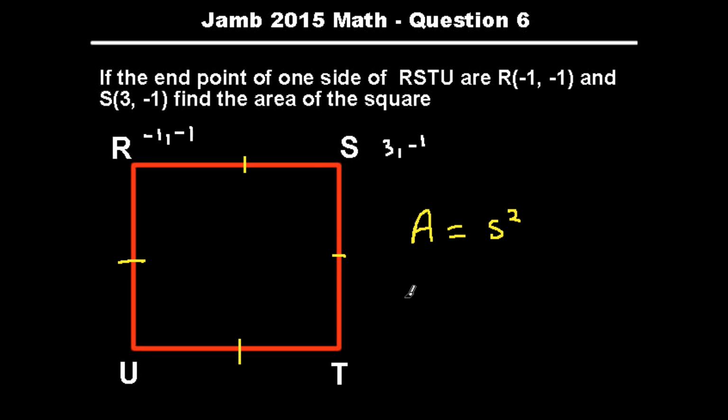So now that we know that this length here, let's call it small s, is equal to 4, then the area is quite easy to calculate. The area is equal to 4 squared, which is equal to 16.